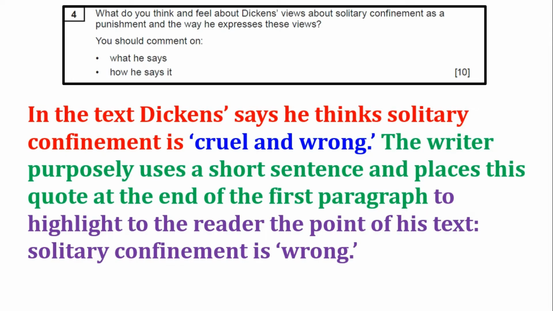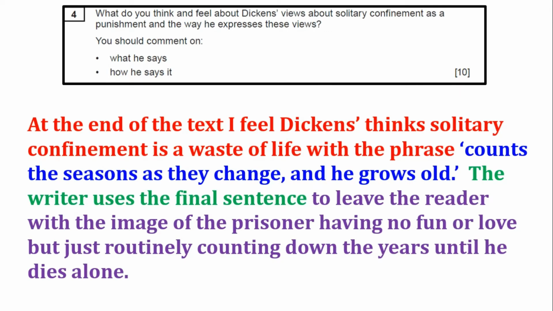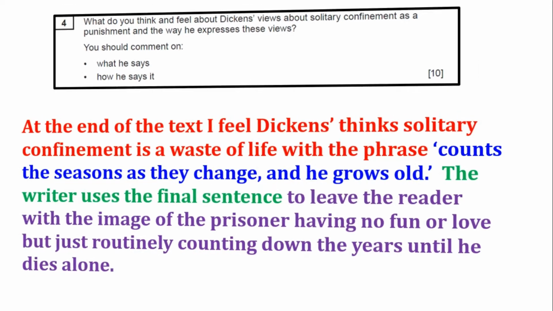Okay, another quote says cruel and wrong. So I put the writer purposely uses a short sentence and places his quote at the end of the first paragraph to highlight to the reader the point of his text, that solitary confinement is wrong. Okay, another one I put is that it's a waste of life, with the phrase counts the seasons as they change and grow old. And I've put this final sentence leaves the reader with the image of the prisoners having no fun or love, but also just counting down the years until he dies alone. So if he says he counts the seasons as they change, it's almost like the years mean nothing for the person.